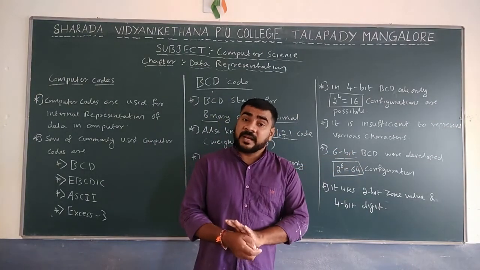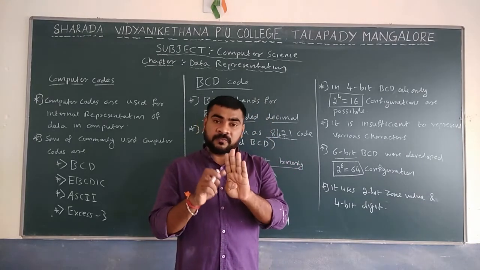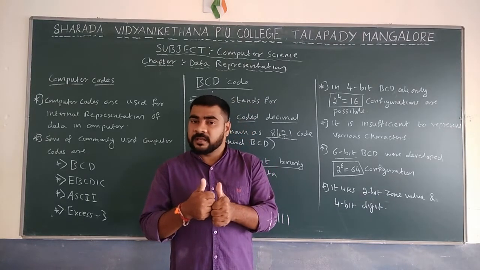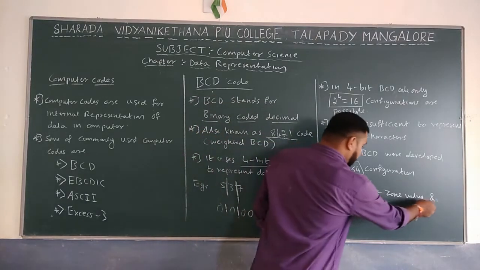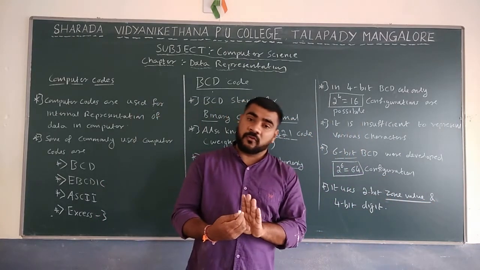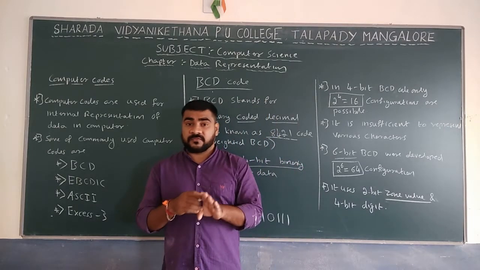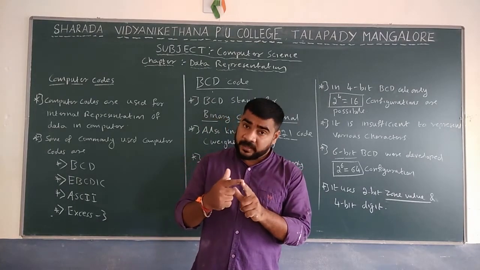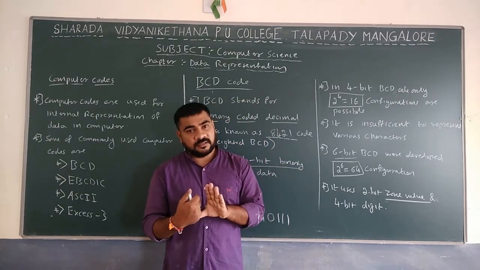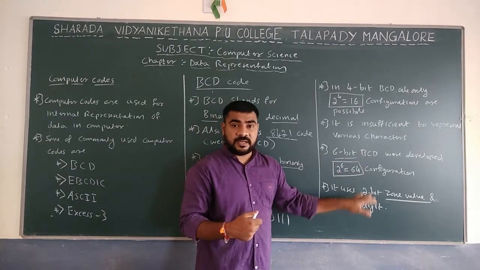In case of 6-bit, it uses 2 bits plus 4 bits. The first 2 bits are known as the zone value, and the remaining 4 bits are the digit. So like that, we can represent data in the BCD code.